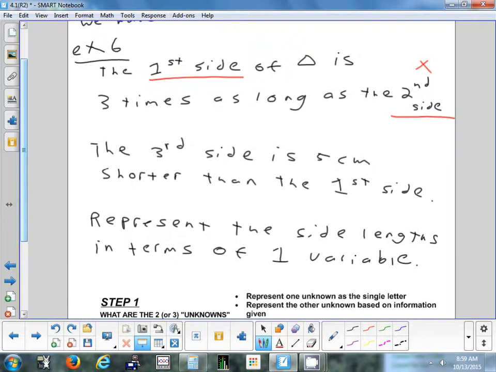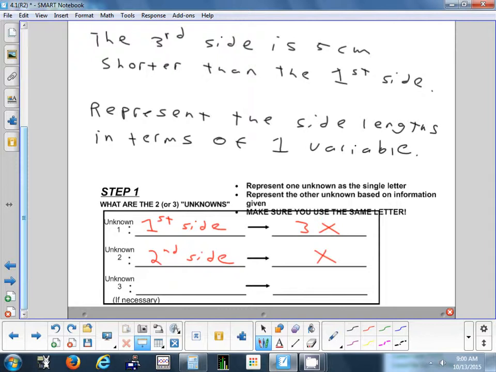What is it? Read that to me. What does that say up there? The first side of the triangle is 3 times as long as the second. So the first side is 3 times the second. Multiply. Yeah, 3 times the second. So what are you going to multiply? What 2 things? 3 times x. Okay? That's the first side. It's 3 times the second. So 3x. Any question on that?